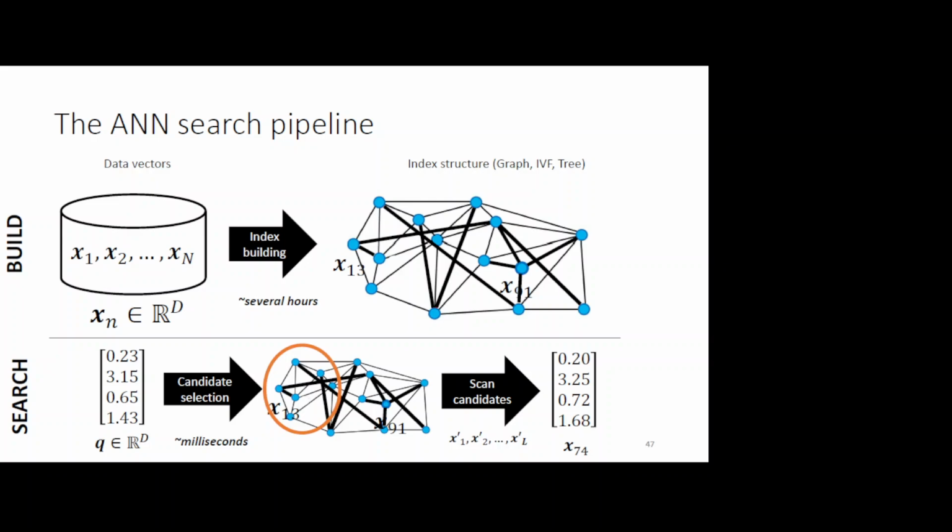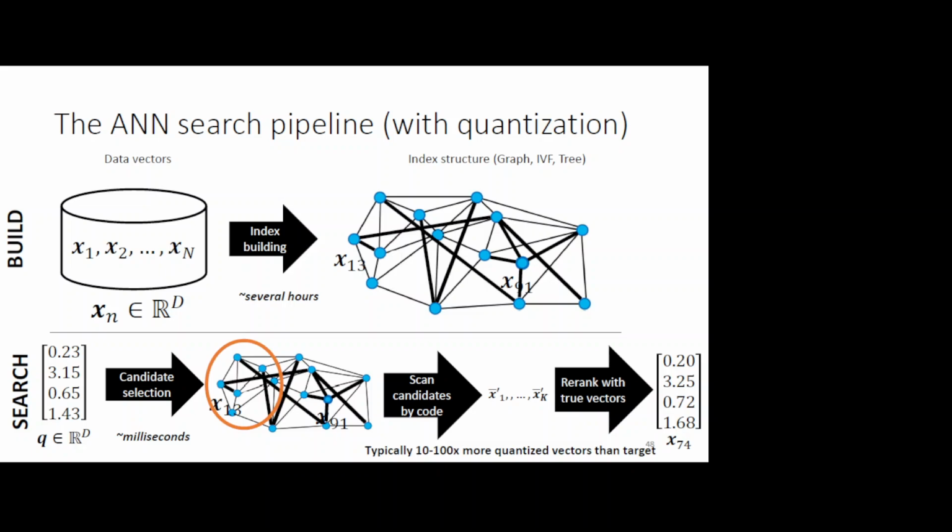Okay, so let's see the ANN search pipeline again. Before we build our data sets, you have to take several hours to build your index. But in your search, you just take a millisecond to do your candidate selection and scan your candidates here. This is a general idea.